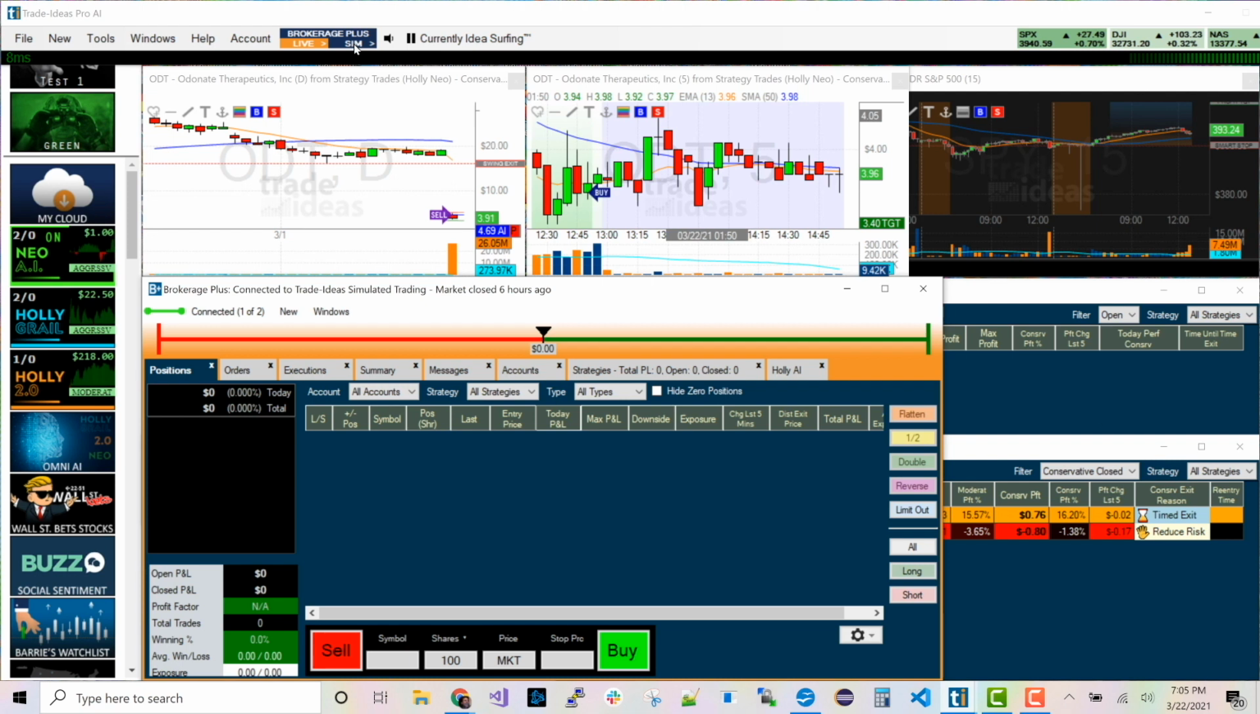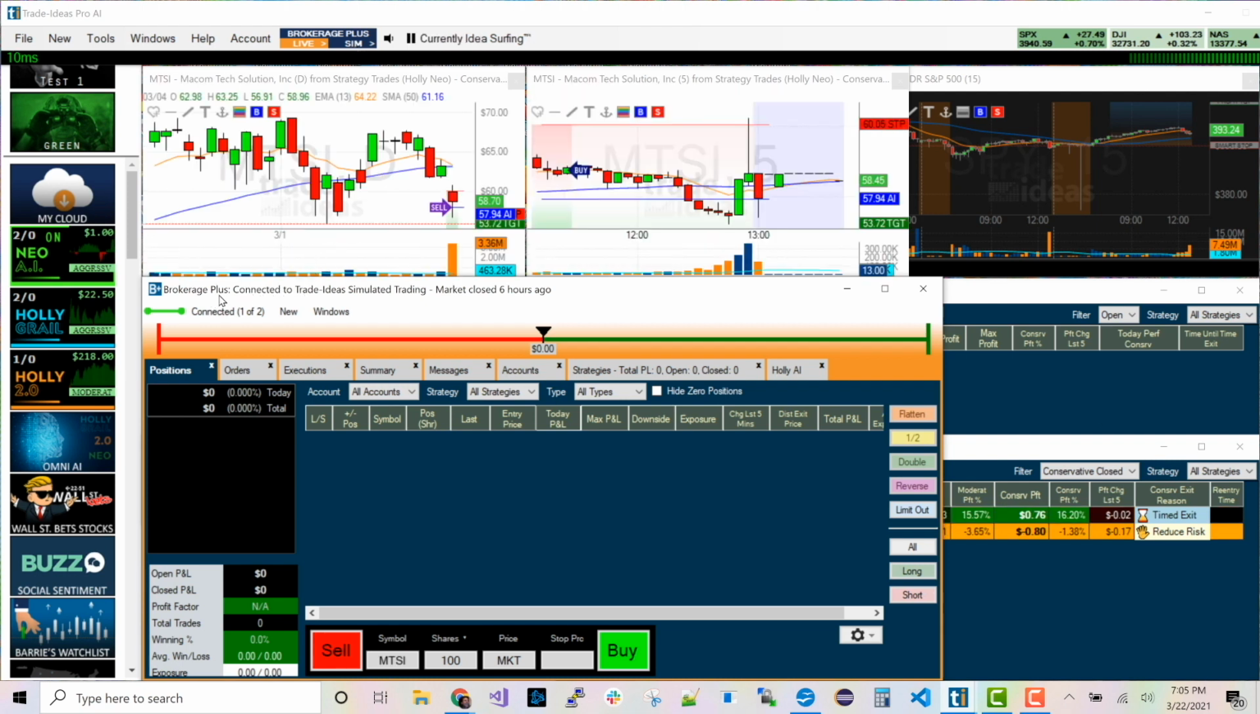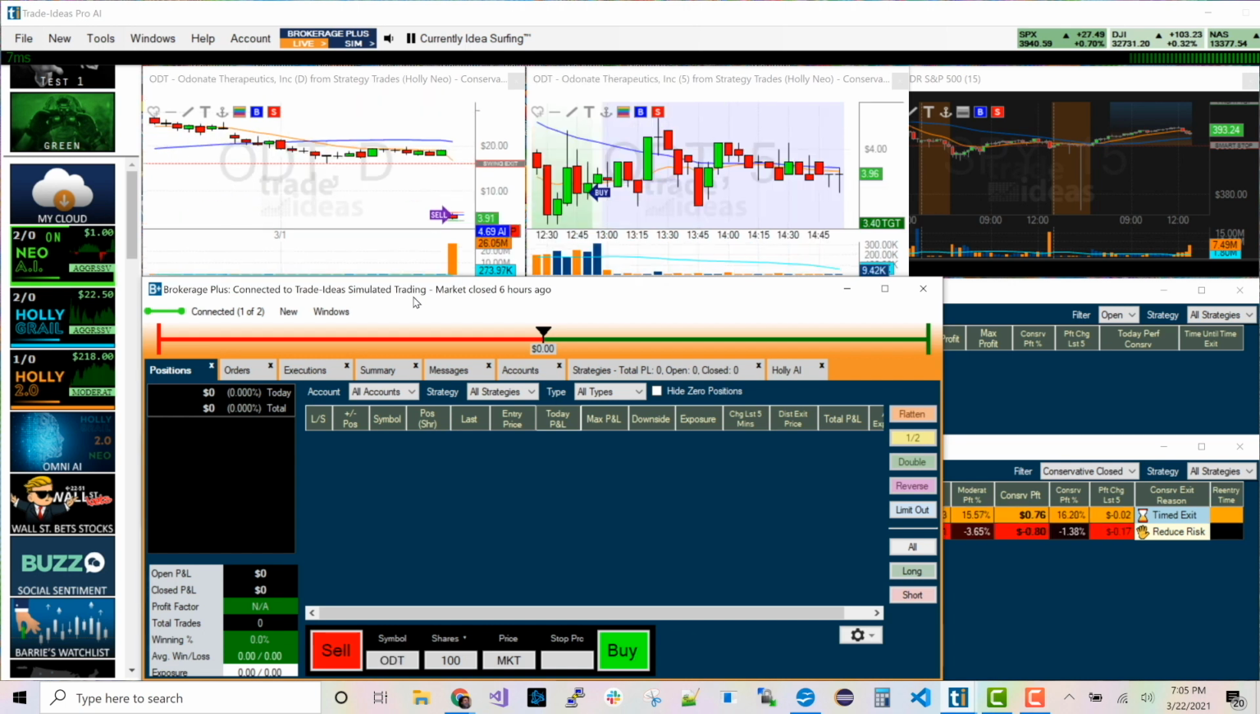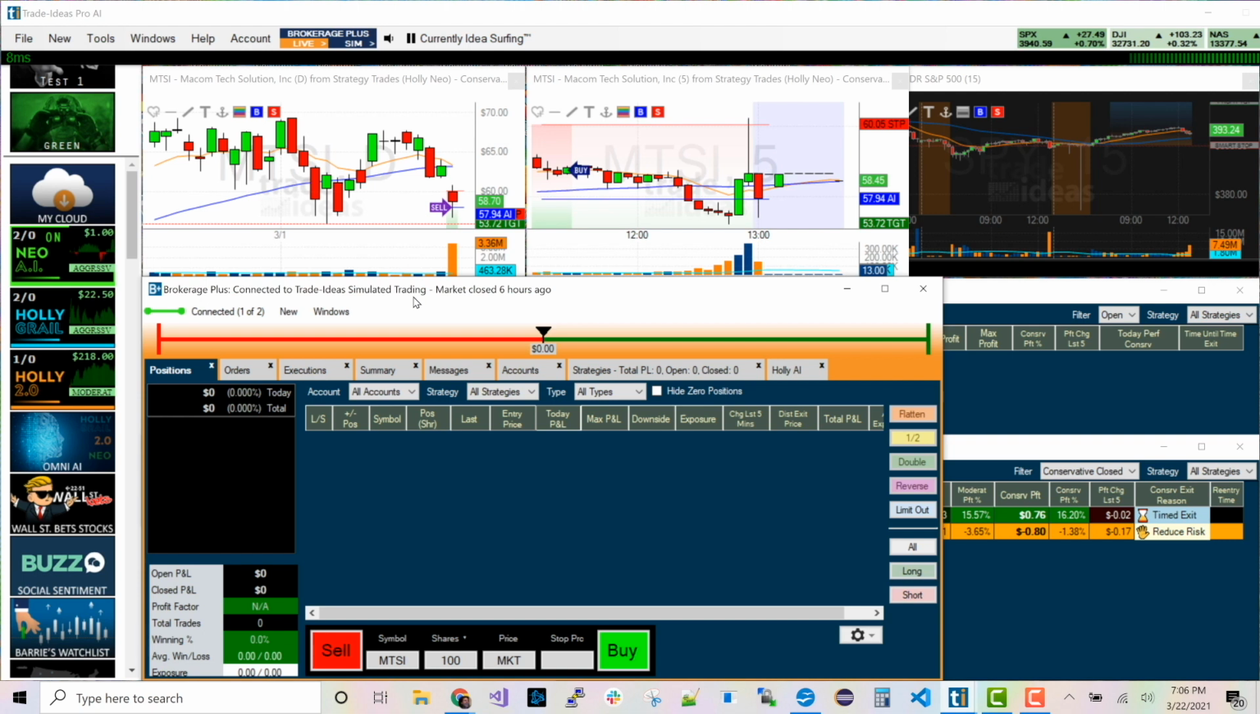And finally, I want to point out Brokerage Plus connected to Trade Ideas simulated trading. Works just like the real trading, but it's not real money. You can practice as much as you want. This is a relatively new feature, this simulated trading. I had my doubts at first, but now that I see it in practice, people are practicing with fake money before they use real money. This helps me sleep at night. This means that my customers have every chance not to lose money.